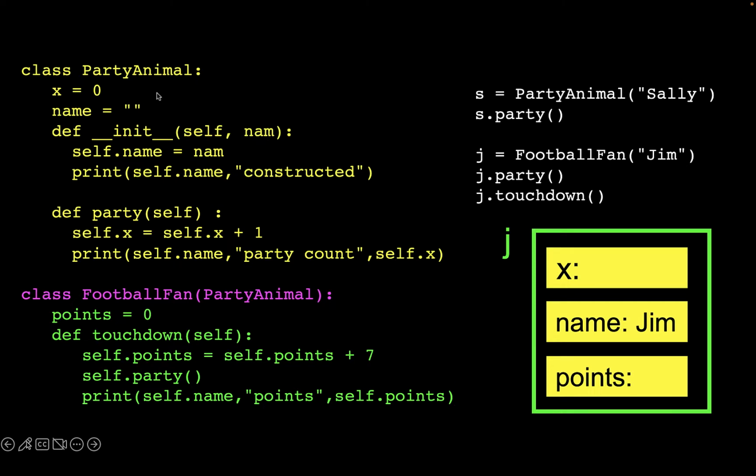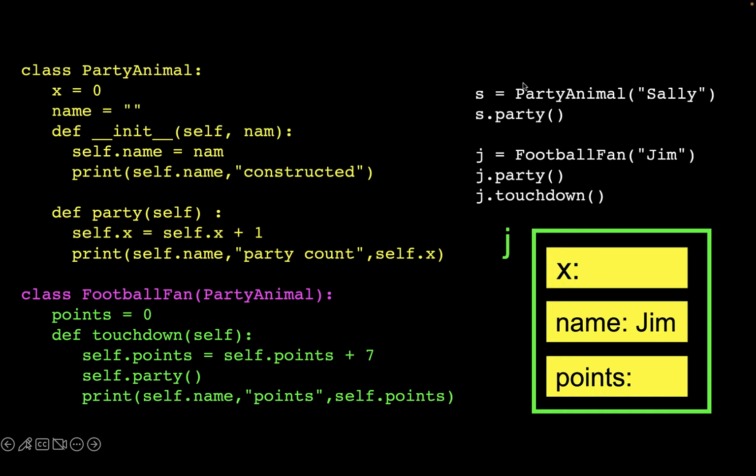Okay, so it knows everything the party animal knows plus more. And it can do everything that party animal can do plus more. And you can see how it's more capable. Subclasses are more capable than superclasses, right?